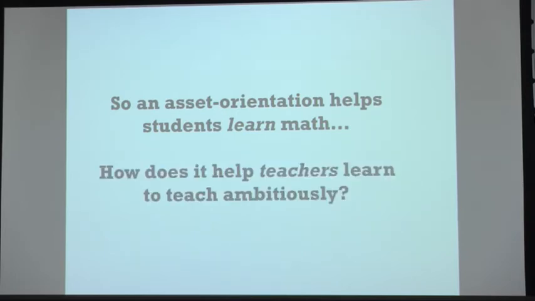But what I'm trying to explore right now is this question: how does it help teachers learn to teach ambitiously? That chart that I showed you in the beginning with the left side and the right side, how does it move teachers toward that right side of the chart?